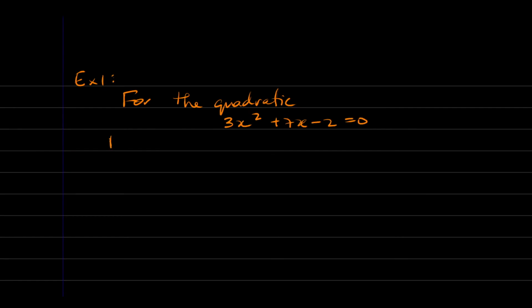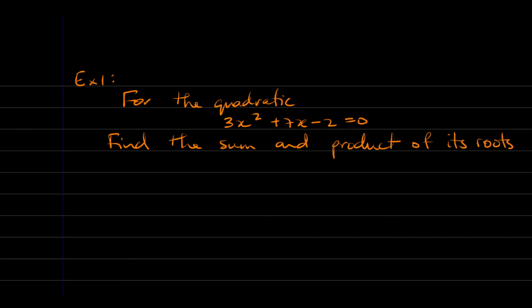All right. So let's start off with the exercise. So we have exercise 1, and then it says that for the quadratic 3x squared plus 7x minus 2 equals 0, we're to find the sum and product of its roots. All right.